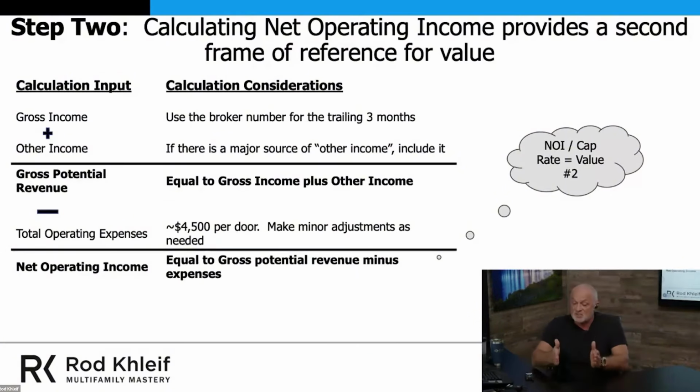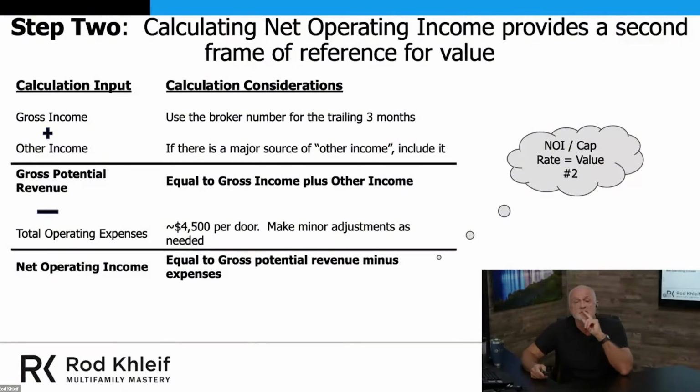So you're going to take the trailing 3 months, annualize it, and multiply it times 4. You're going to add in any other income. That could include parking rent, admin fees, application fees, late fees. We talked about this yesterday, and laundry, we talked about all that. And what that does is it gives you your gross potential rent. That's the number you should have on the top line.